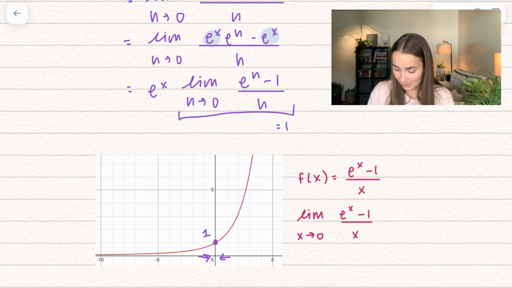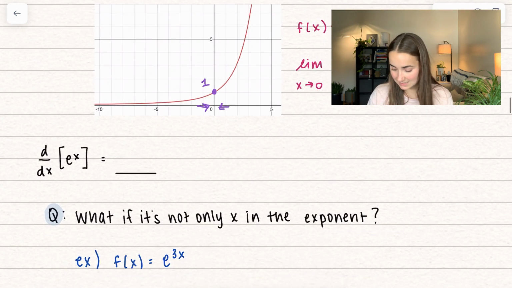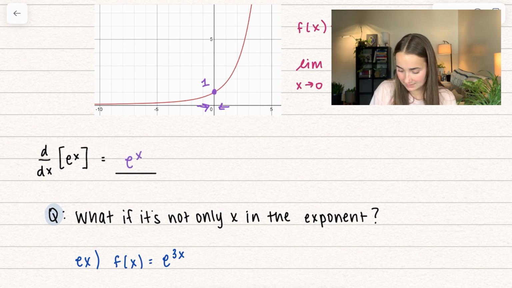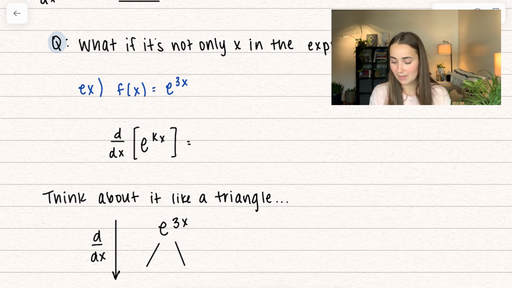So if I were to rewrite this, I just get e to the power of x. So this is the limit definition. We found that the derivative of e to the x is actually just e to the power of x. There's no change to it. So what happens though if x is not the only thing in the exponent? So let's go ahead and take this example right here. We have f of x equals e to the 3x.